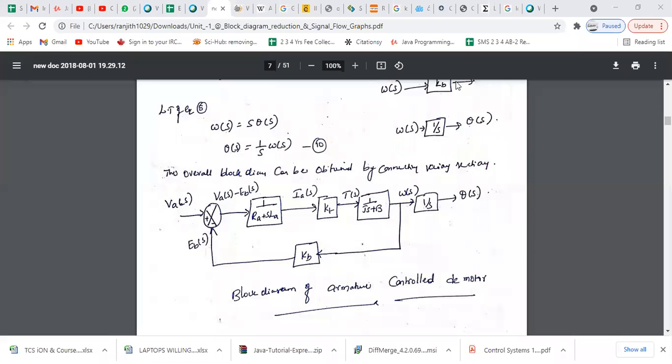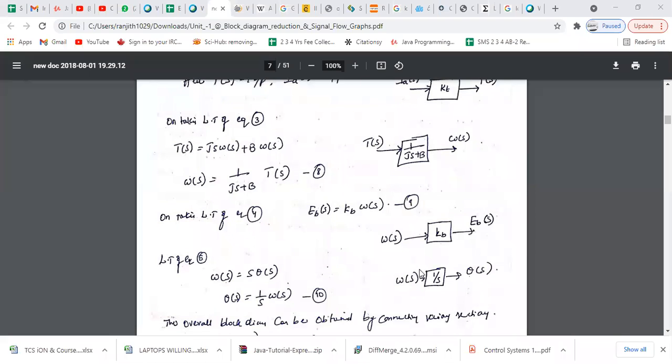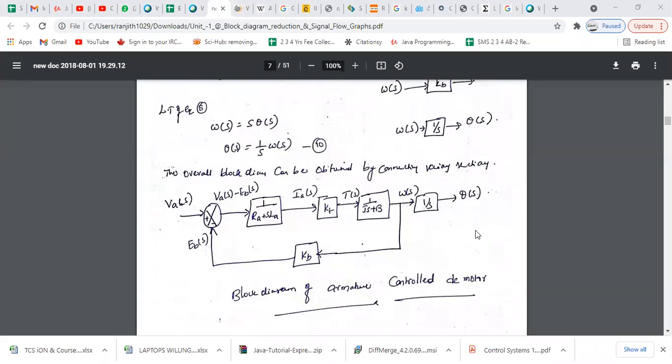What is the input to this section? Omega of s. What is the output of this section? Eb of s. Where are we giving Eb of s? We take it back and give it as input to the first section, isn't it? Eb of s is the input to the first section. Yes, sir. So here we have a summing point.